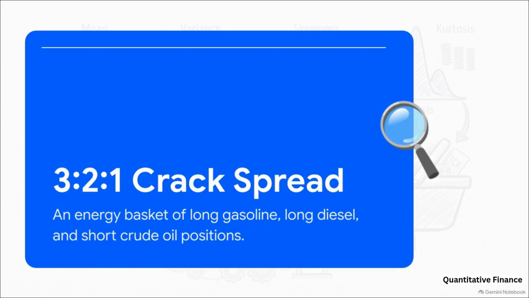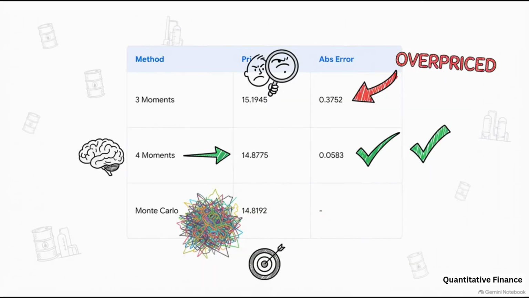To handle this, the authors extend their framework to use a signed shifted log-normal proxy, where they actually assign a probability to the sign itself to ensure they can match those 4 complex empirical moments. Let's thoroughly break down the baseline 1-year pricing data for this crack spread, calculated at a baseline strike of roughly $63. Down at the bottom, we have the Monte Carlo benchmark, which required 1 million simulation paths to arrive at a highly accurate true price of 14.8192.